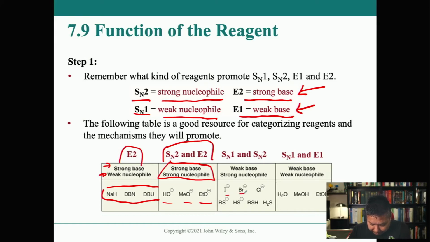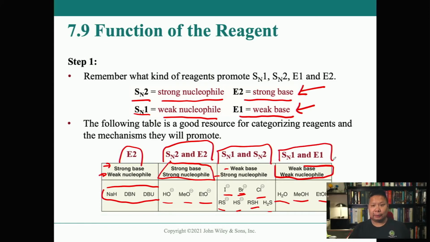Iodine, bromine, iodide, bromide, chloride, sulfide, and then thiol, and thiol again, and then more thiol. Sulfurs, basically. Those are all weak base, strong nucleophiles. They promote the SN1, SN2 reactions. And then if you have a weak base, weak nucleophile, which is water, methanol, and ethanol, that can promote the unimolecular reactions, SN1 and E1.